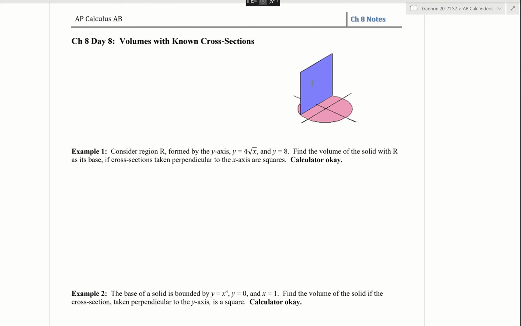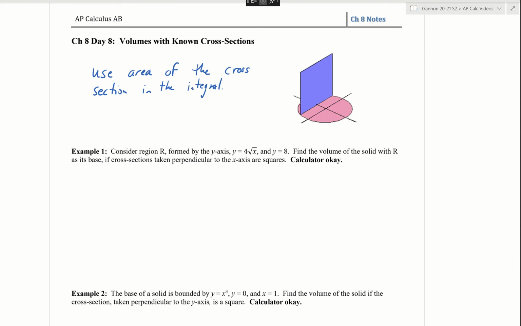So essentially what that means is the square is the cross section, and when we integrate, we're going to use the area of the cross section in our integral. In terms of that formula.